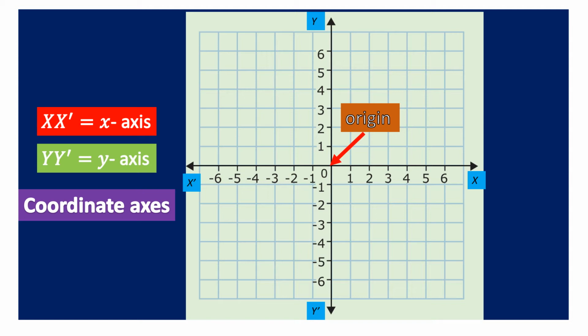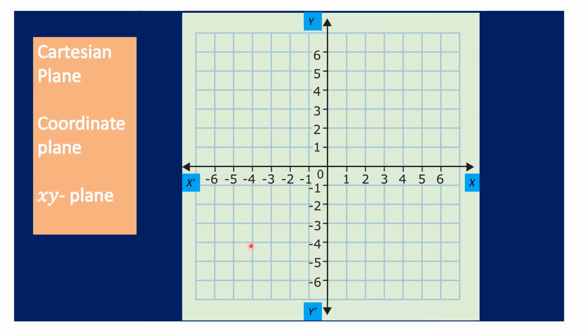Now the next one. The plane which is made up of the x-axis and the y-axis is called the Cartesian plane or the coordinate plane or the xy plane. You can call it any one of these. So this plane which is made up of the two number lines is called what? It is called the Cartesian plane or the coordinate plane or the xy plane. Now next point.